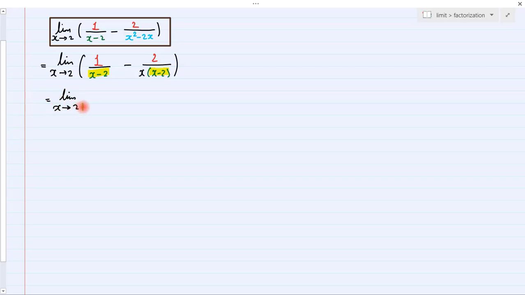So limit x tends to 2, and take LCM. Your x multiplied with 1 will give us x minus 2 upon x into x minus 2. Your x minus 2 will cancel out, and we are ready to substitute our limit into 1 by x. That will give us 1 by 2 as your final answer. Ta-da!